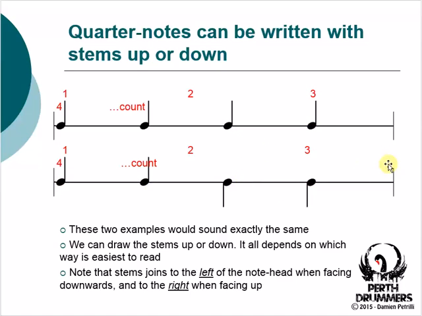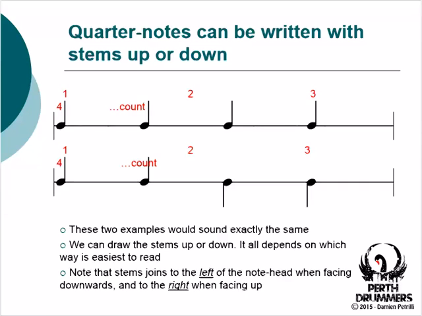Okay, so as the notes tell you down the bottom, regardless of whether the stems are pointing up or down, we've got hits on 1, 2, 3, and 4 in both of those measures. So those two examples will sound exactly the same. And again, just a note there about the way that the stems have to be attached to the note heads.